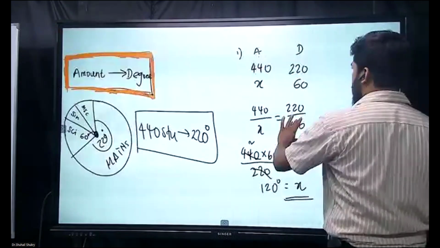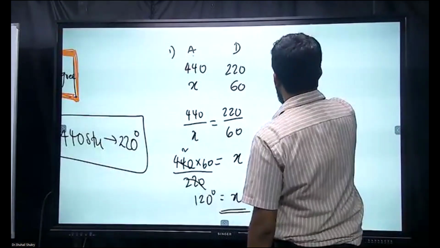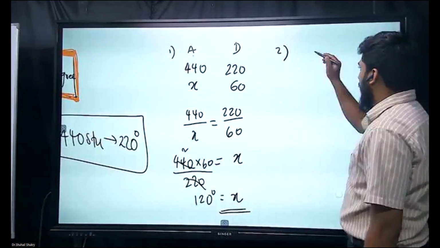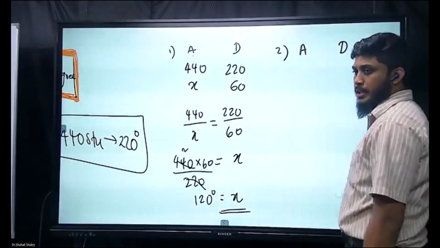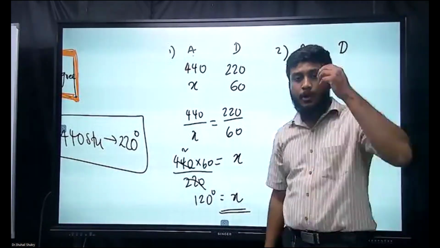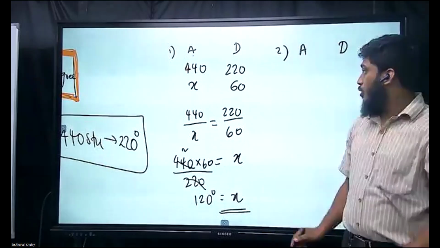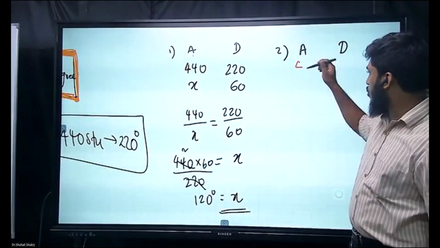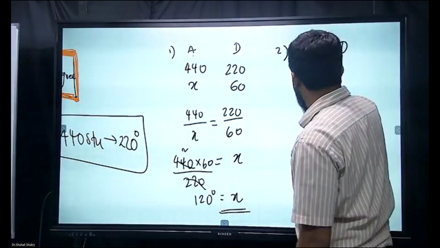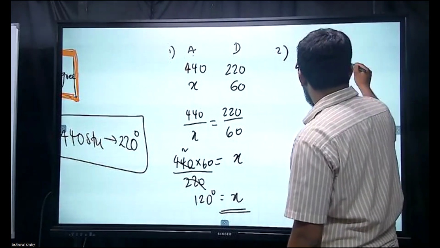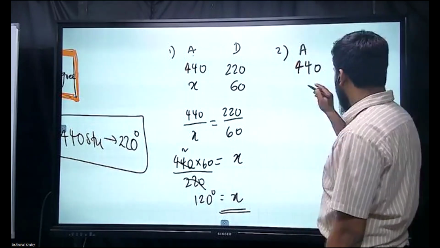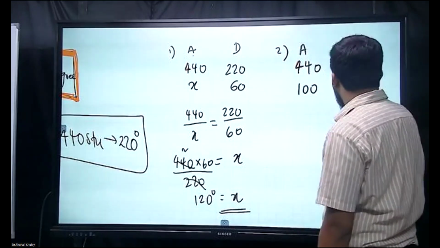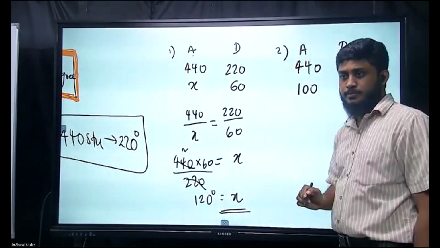And we'll go over the next one. Second one also, you have to put what? Amount and degree. D for degree, A for amount. Whatever the amount. Now here, always in the first one, we have to put the golden box. Golden box: 440 amount, degree 220. Now they are saying for Sinhala, amount is 100, degree we don't know. Degree we have to put X now.